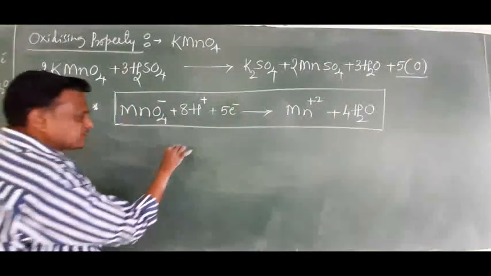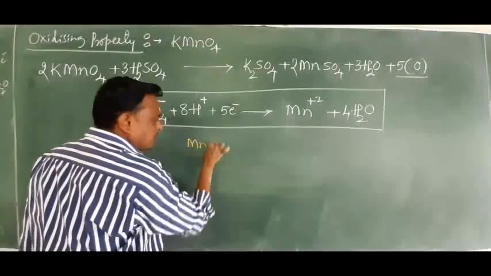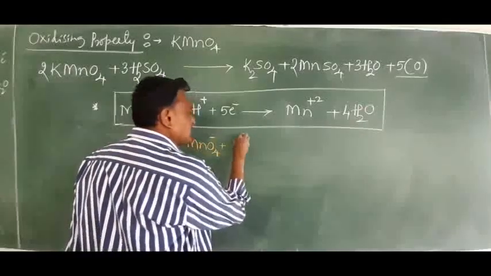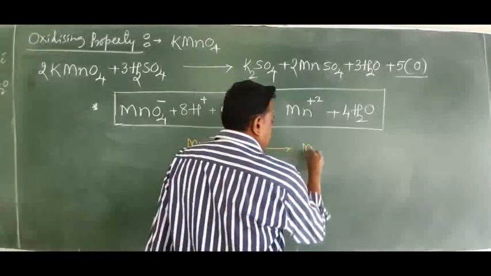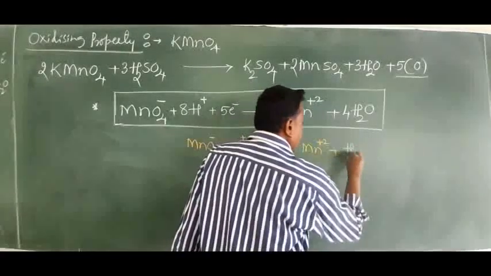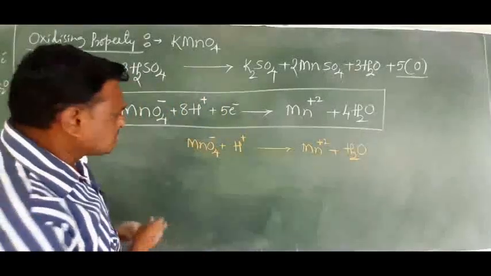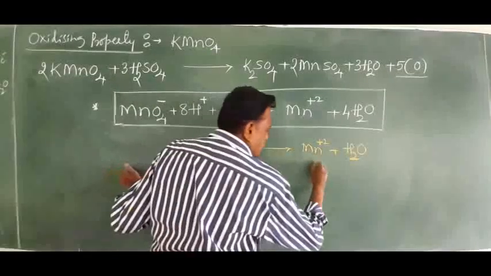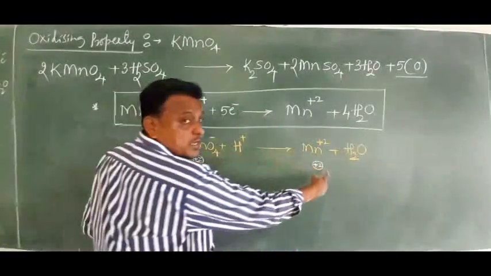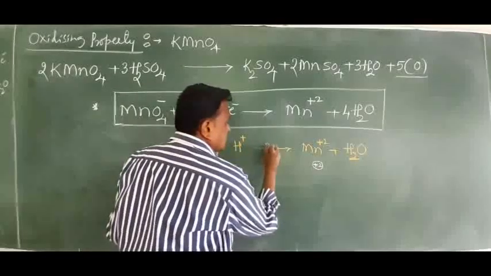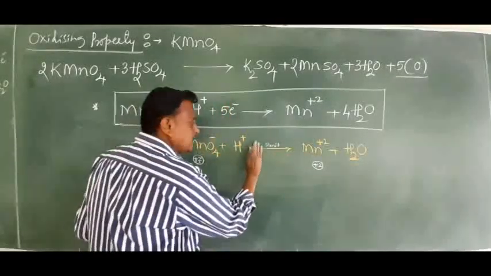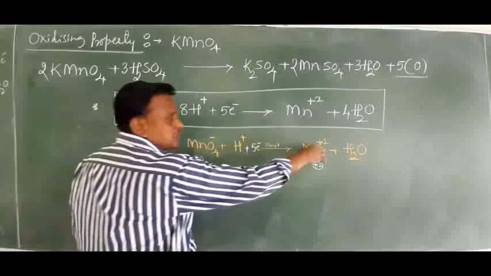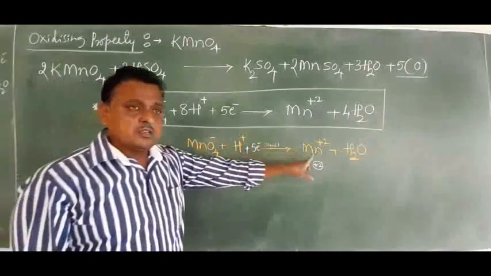Repeating the ionic reaction once again. MnO4 minus, called the permanganate ion, in presence of acidic medium forms manganese ion and water. What about the change in oxidation states? Here the oxidation state is plus 7, changing to plus 2. The difference is 5 units, which means it accepts 5 electrons. This is the oxidizing property of permanganate, the manganese ions.